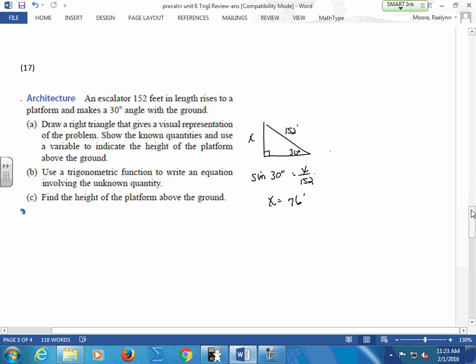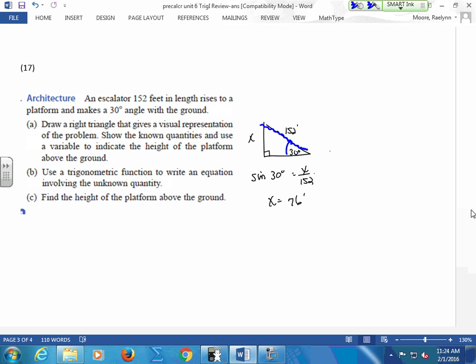Picture an escalator at a mall. An elevator goes straight up. An escalator has a set of stairways up, right? So your escalator can't bring you up like this. Walking on a step, you'd never make it. You'd fall right off. So an escalator, here's my escalator going up. My escalator is 152 feet in length, and it rises up to like the next floor. It makes a 30-degree angle with the ground.